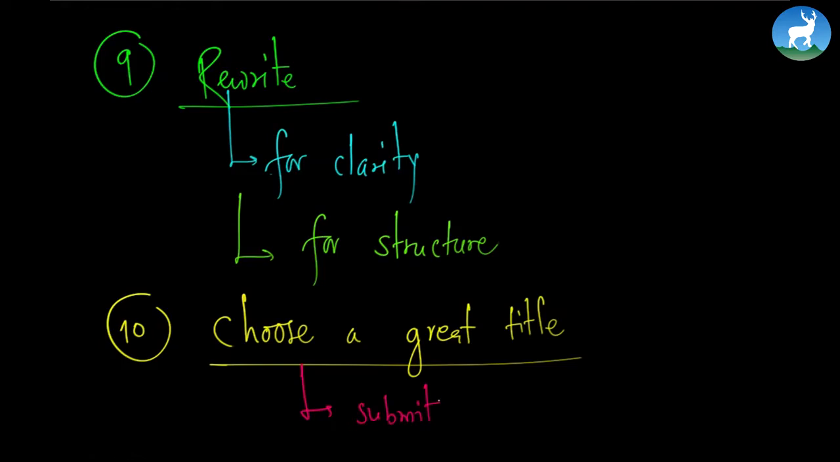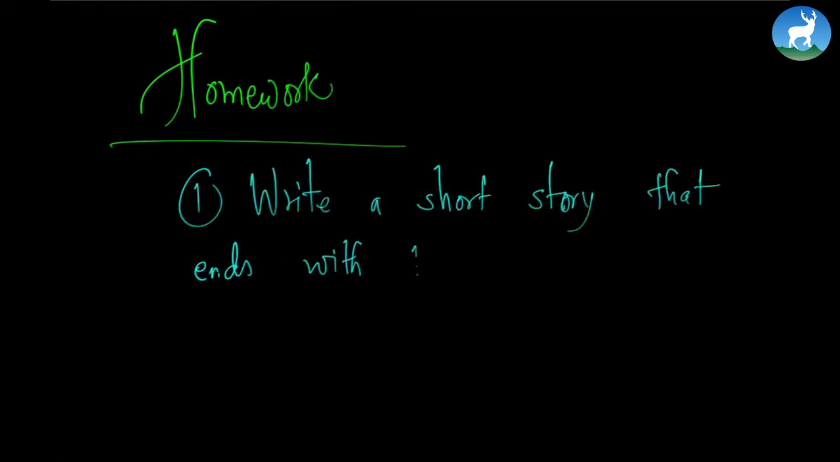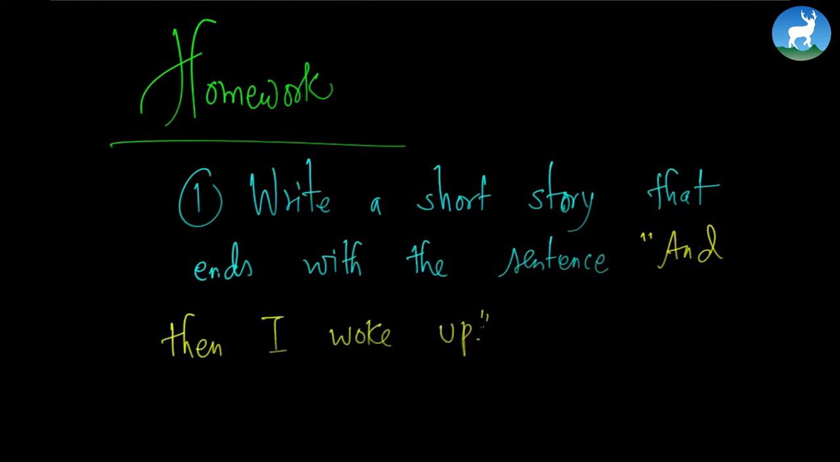Seems interesting, doesn't it? All right, now we come to the homework section. Your homework is going to be pretty easy. Since you know now how to write a short story, all you have to do is write a short story that ends with the sentence, "And then I woke up." Sounds interesting, doesn't it? So all you have to do is write a short story by applying the 10 rules that you've just learned with an end in your mind. You are keeping an end in your mind and you're writing a short story. So you already know what is going to happen in the end, and that is you're going to wake up from your dream. Think about that and write a short story.